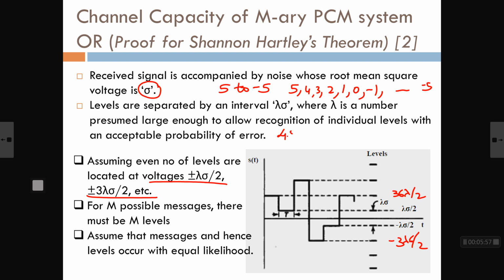But supposing you start from 4.5, 3.5, 2.5, 1.5, 0.5 and minus 0.5, and so on, how many levels will there be? There will be 5 positive levels and 5 negative levels, so there will be 10 levels. So it is an even number of levels. Most of the time, for M possible messages there are M levels.